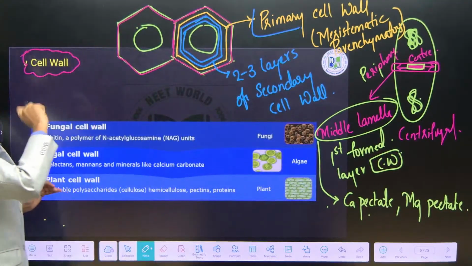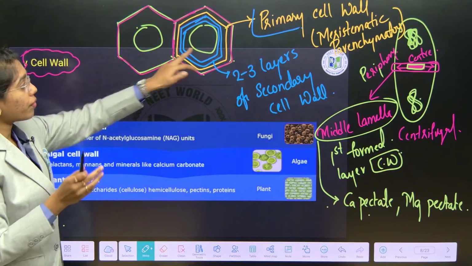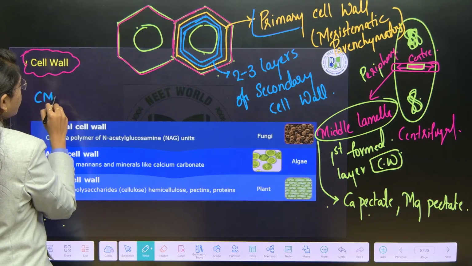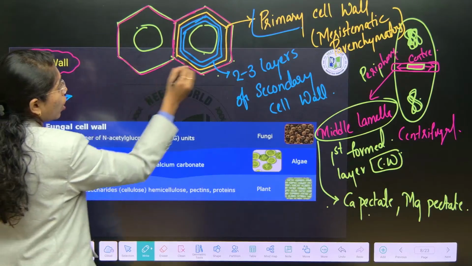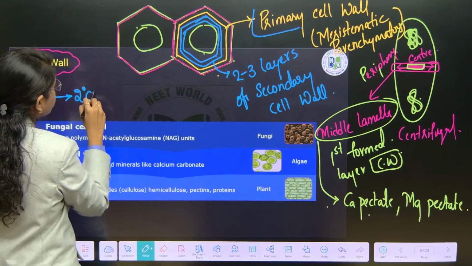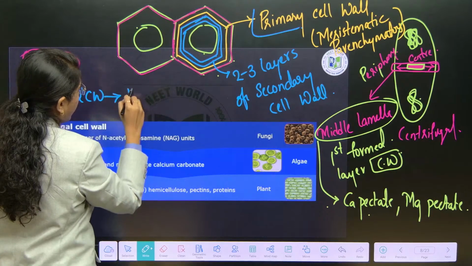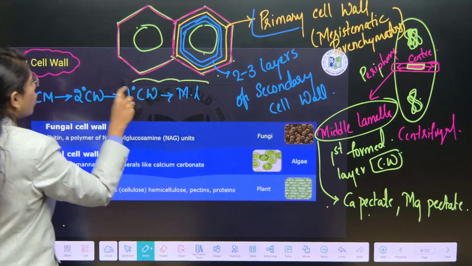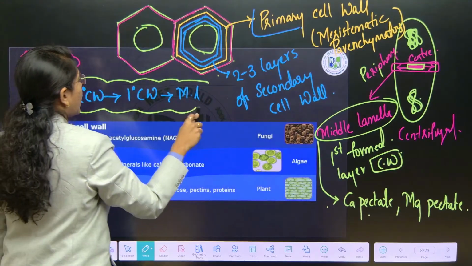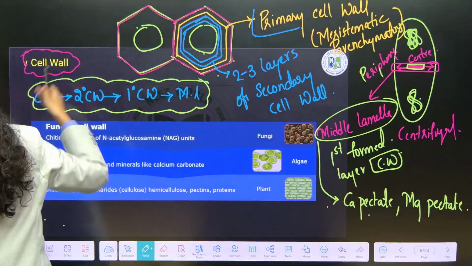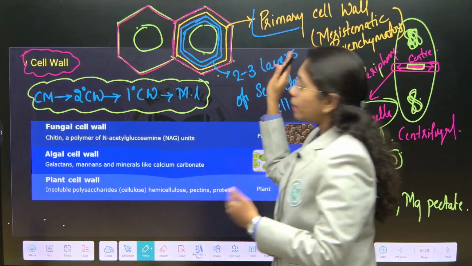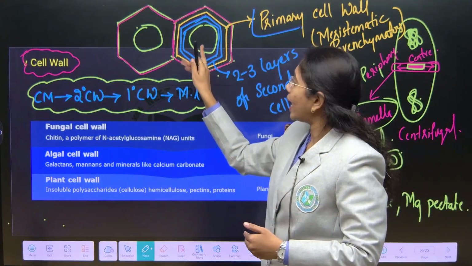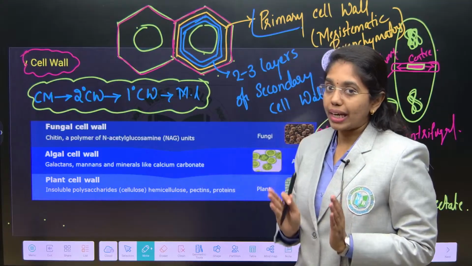If you take the flow from the cell membrane outward, cell membrane first, followed by secondary cell wall, followed by primary cell wall, followed by middle lamella. If you take it from the middle lamella, the outer is middle lamella, next primary cell wall, then secondary cell wall, and innermost the cell membrane. Clear till here?